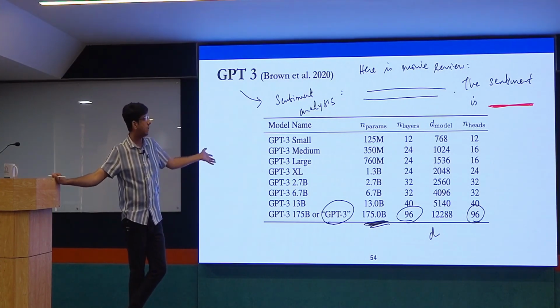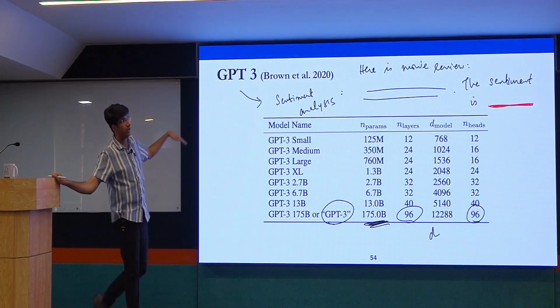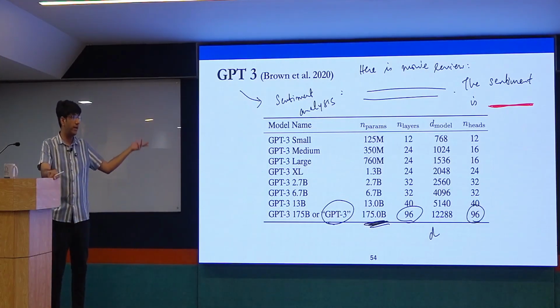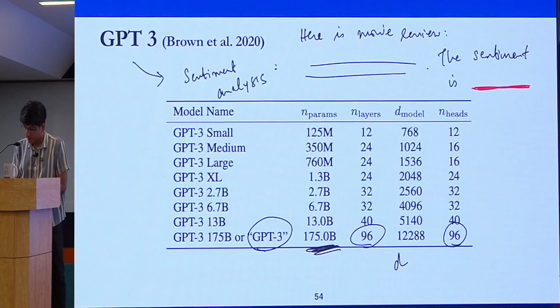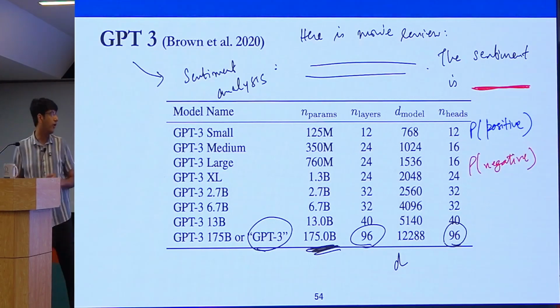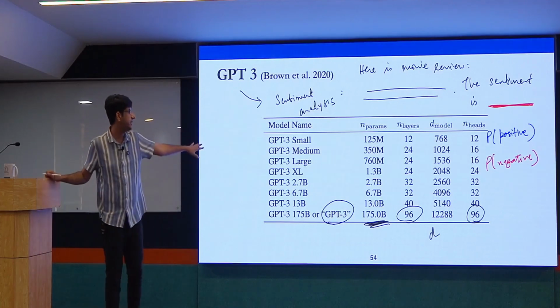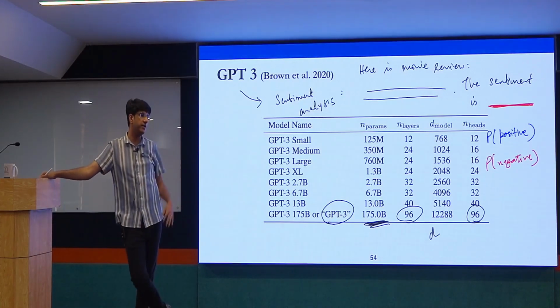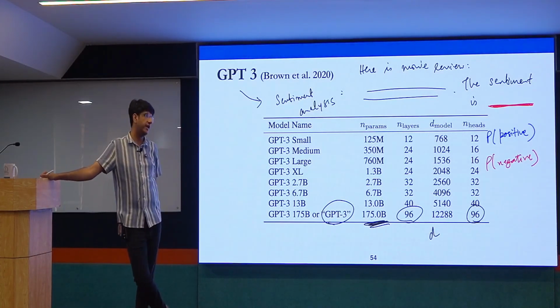If you control the model, if you know the outputs, like if you have the values of probabilities, you can always compute the probability of the word positive in this context compared to the probability of the word negative in this context. If the former is higher, then you say that this is positive sentiment. If the latter is higher, you say it's a negative sentiment.